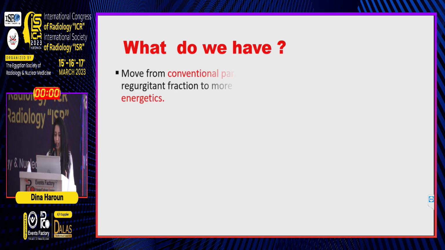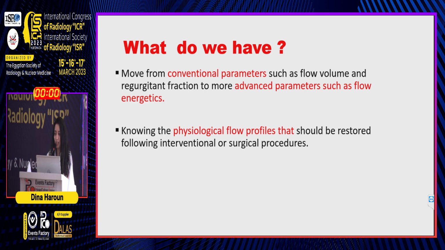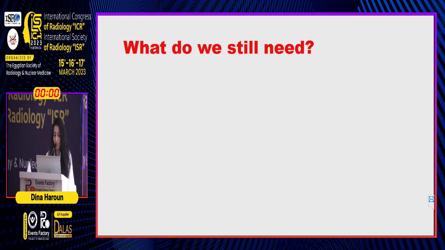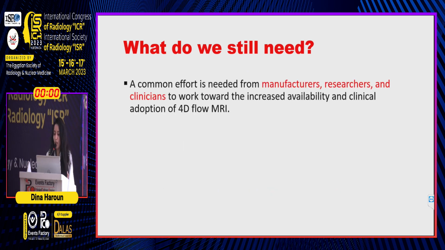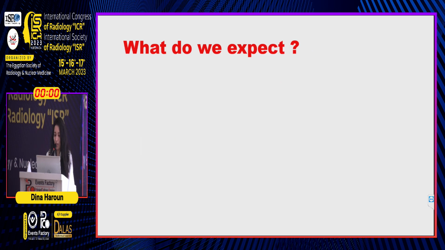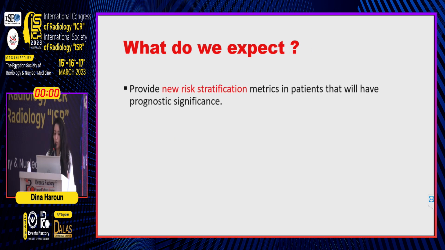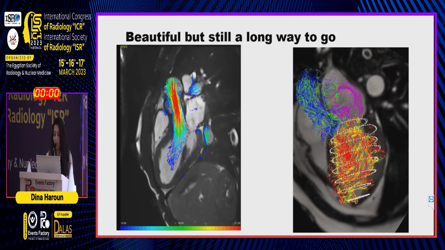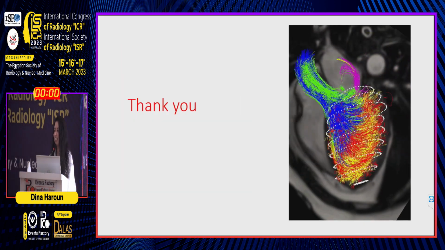The summary here is that we get more clinical data from the 4D flow and know the alteration in the flow that produces the blood vessel abnormality. We still need more research to get fast post-processing and fast acquisition, and the validation by the medical and engineering team. For risk stratification, it's a personalized medicine. Each patient or each individual has their own pattern of the 4D flow. Beautiful, but still a long way to go. Thank you. Thank you, Dina.